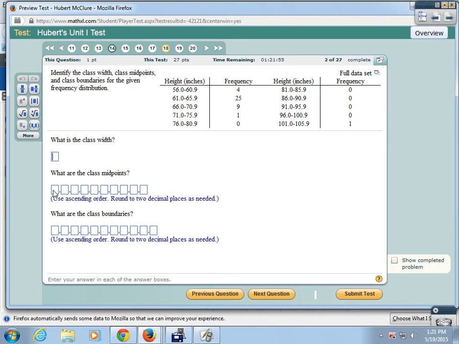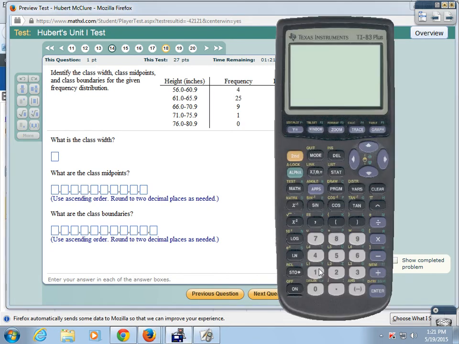Alright, what are the class midpoints? Find the first class midpoint. 56 plus 60.9, so I'm going to do that right here so everybody can see it. I take the first lower class limit plus the upper class limit and divide by 2. So 56 plus 60.9 is equal to some number, and divide that by 2. And that is your first midpoint.